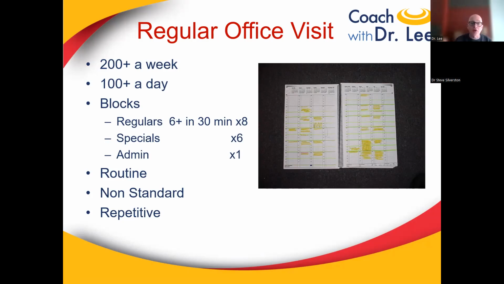And again, if you had 8 of those chunks during the day, right, that gives you 48 regular visits in just 4 hours. Right? And so if you can see 50 people 4 days a week, you're at 200 people a week. A 30-minute chunk can also be used for a special, and we'll talk more about each of these in a moment.